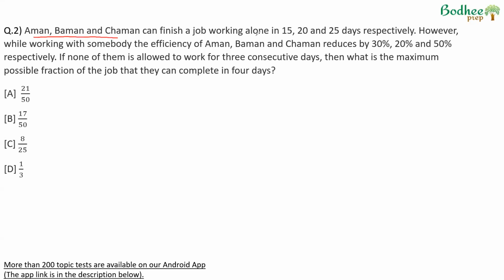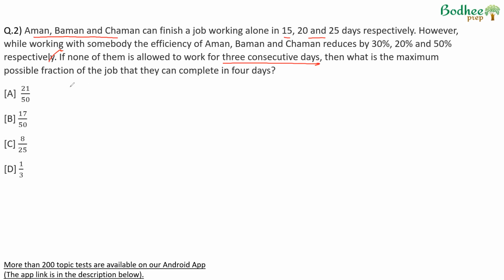A, B, C can finish a job working alone in 15, 20, 25 days respectively. However, while working with somebody, efficiency of A, B, C reduces by 30, 20, and 50% respectively. If none of them is allowed to work for 3 consecutive days, what is the maximum possible fraction of the job that can be completed in 4 days?